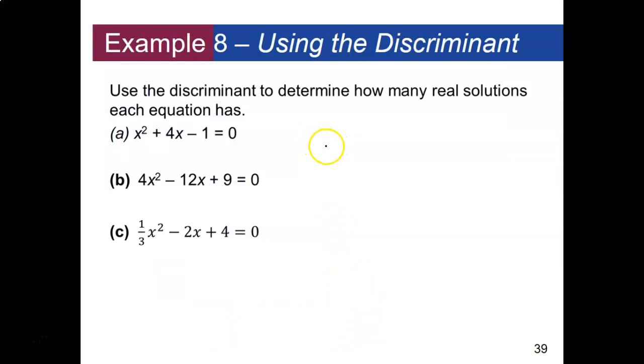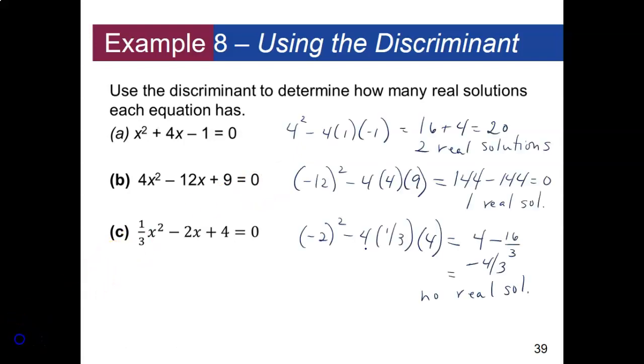Okay, here are some to practice on using the discriminant to determine how many real solutions each equation has. I'm going to give you a minute to work on this, and then you can check your answers. Okay, these are the answers that you should have gotten. Remember that the discriminant is b squared minus 4ac, so that's what we're doing here for each one of these, doing the calculation and then determining the number of solutions.